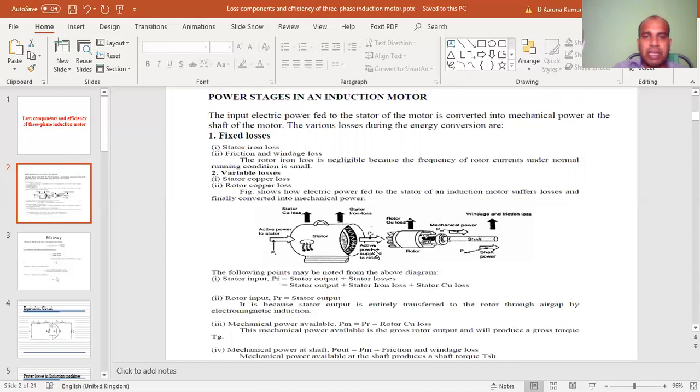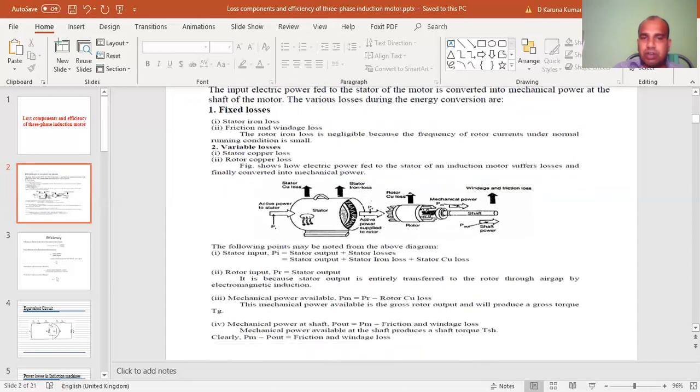Next one is mechanical power. Mechanical power is equal to rotor output minus rotor copper losses. That is the mechanical power. The mechanical power is available in the gross rotor output and will produce the gross torque. The mechanical power at the shaft, P out, equals mechanical power minus friction and windage losses. The mechanical power available at the shaft produces the shaft torque. So mechanical power minus output power equals the friction and windage losses.